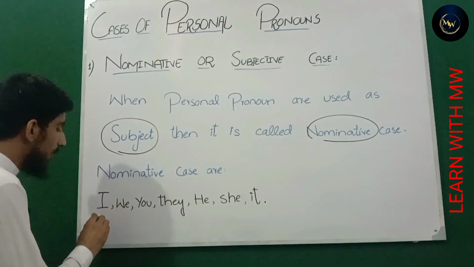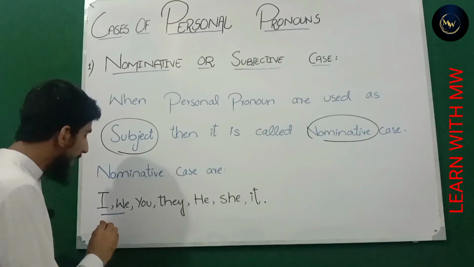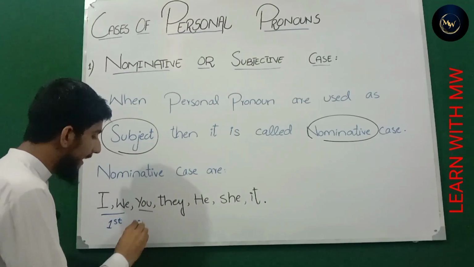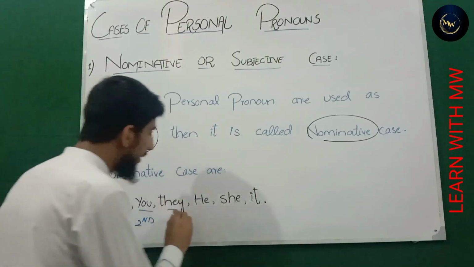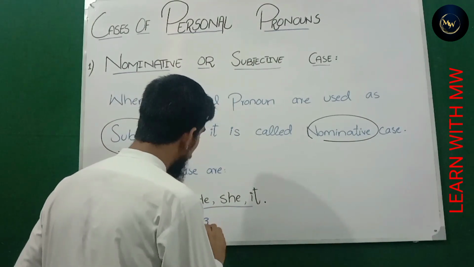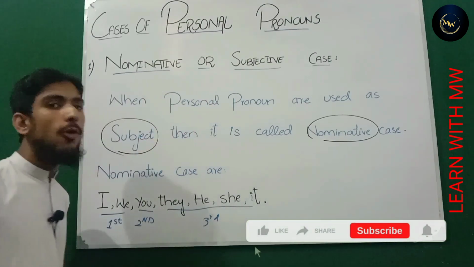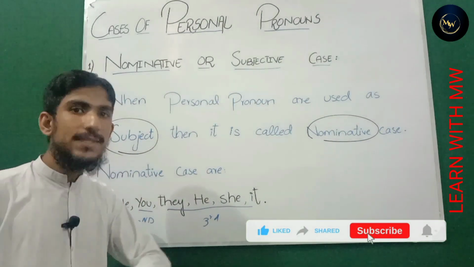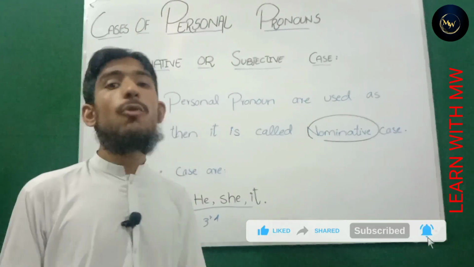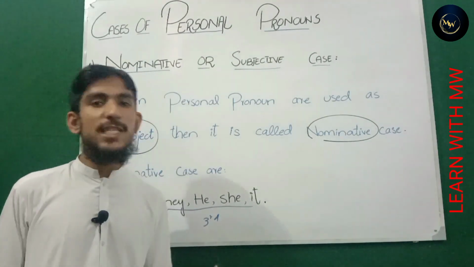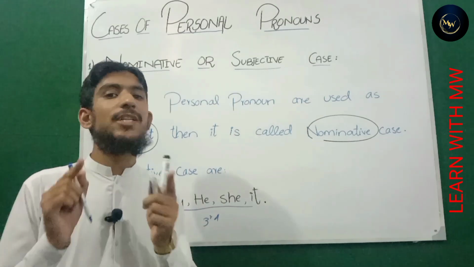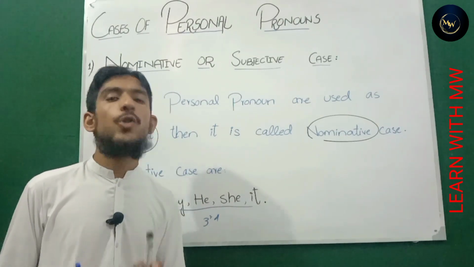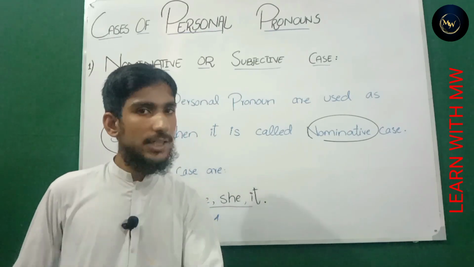I and we, first person pronouns; you, second person pronoun; he, she, it, they, third person pronouns. All of these fall in the category of the nominative case or subjective case because these personal pronouns are used as a subject. That's why they fall in the category of the nominative case or subjective case.